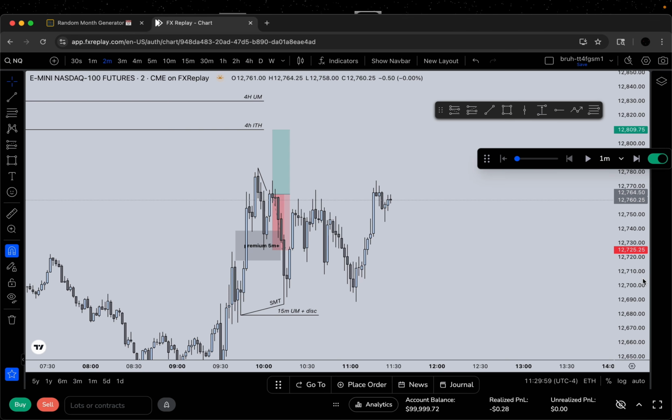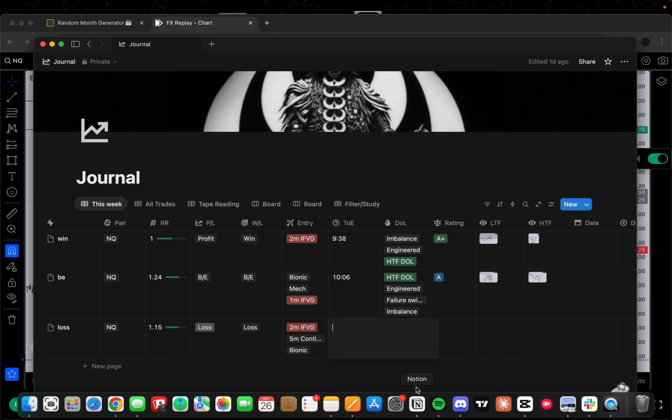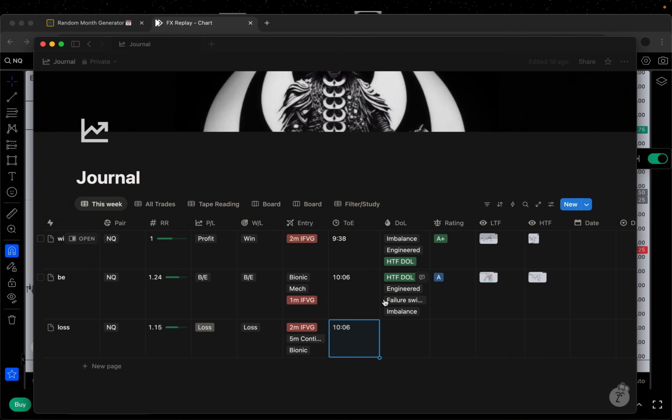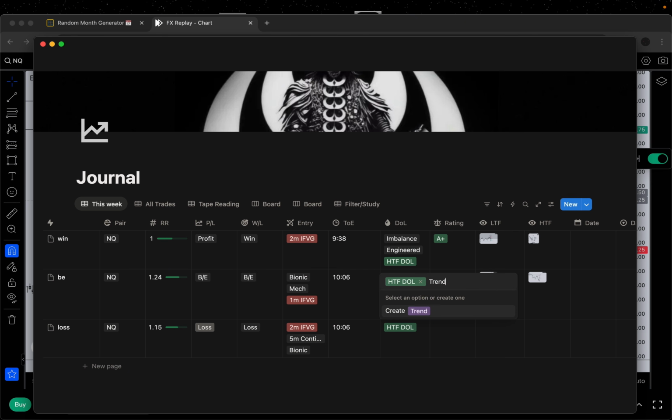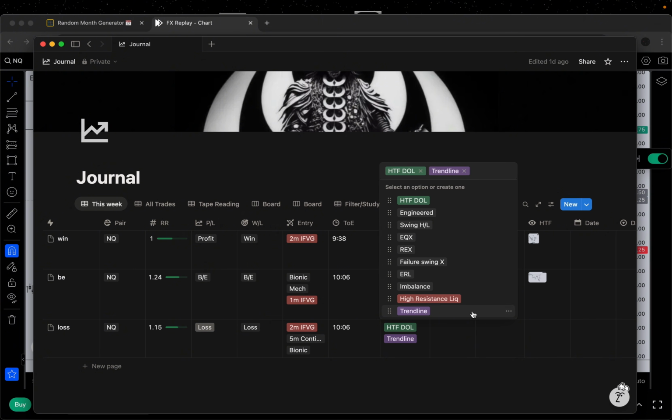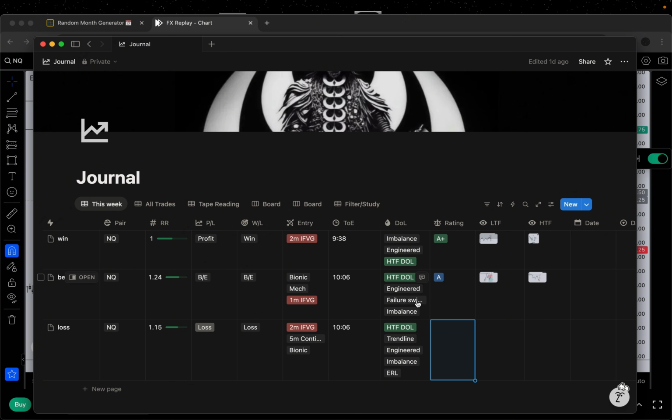At time of entry, I think it was 10:06. Yeah, 10:06. So again, good entry time frame, 10:06 here, 10:06 here. I like that. High time frame does well. I should put trend line here. I guess engineered and trend line are kind of the same thing. Yeah, they really are actually. And then imbalance, and then ERL kind of. I very rarely focus on the D well.